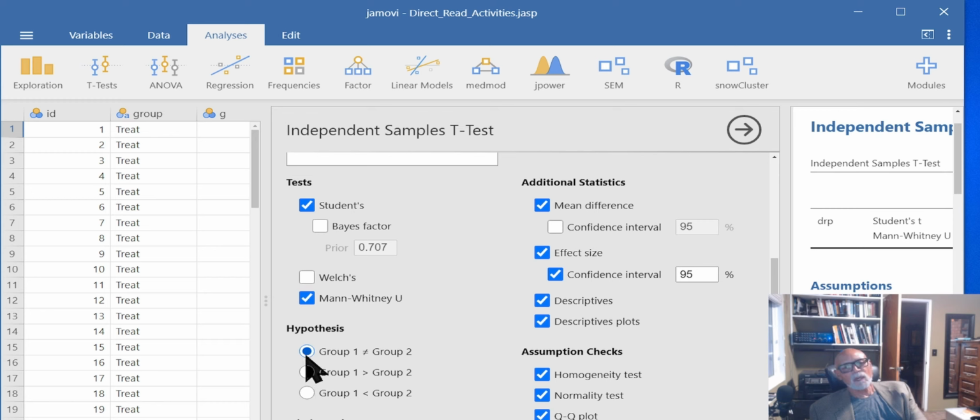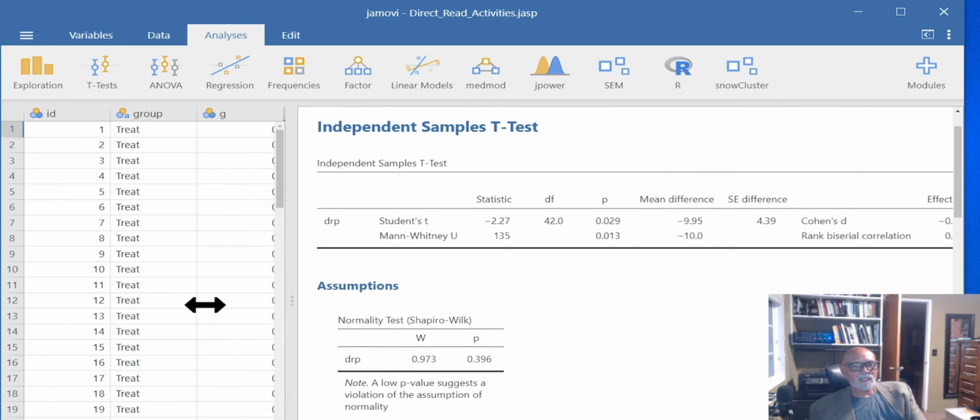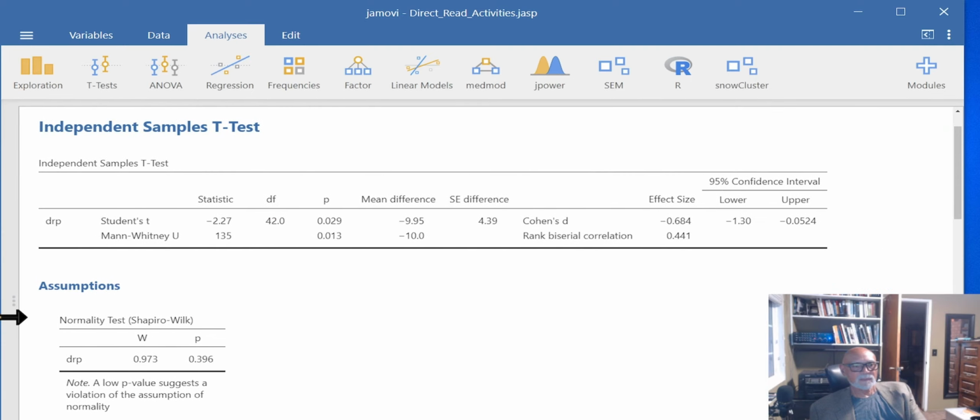And in another example, we'll use a directional hypothesis. And you can play around with that on your own if you want. Okay, so in the meantime, let's take a look at our output.